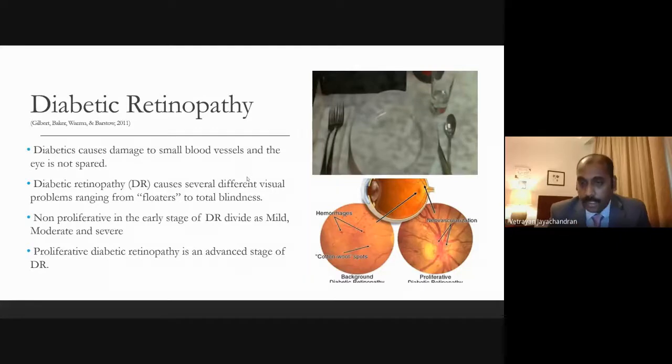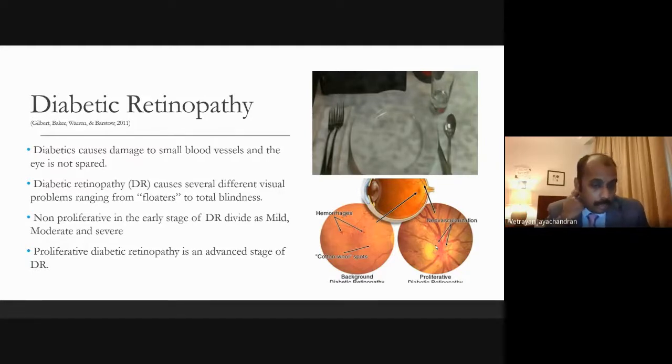Initially, you can see a lot of small cotton wool spots, or small hemorrhages happening inside the eyes. Because of that, you can see images like this. But proliferative diabetic retinopathy is a more advanced stage. If your diabetes is very severe, it will cause more damage to the eye. You can see a lot of neovascularization in the proliferative stages. The macula is totally affected, so the person cannot see properly.